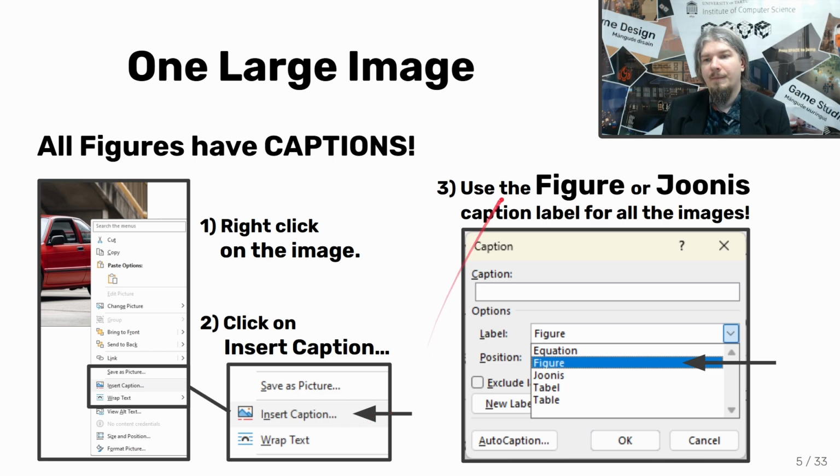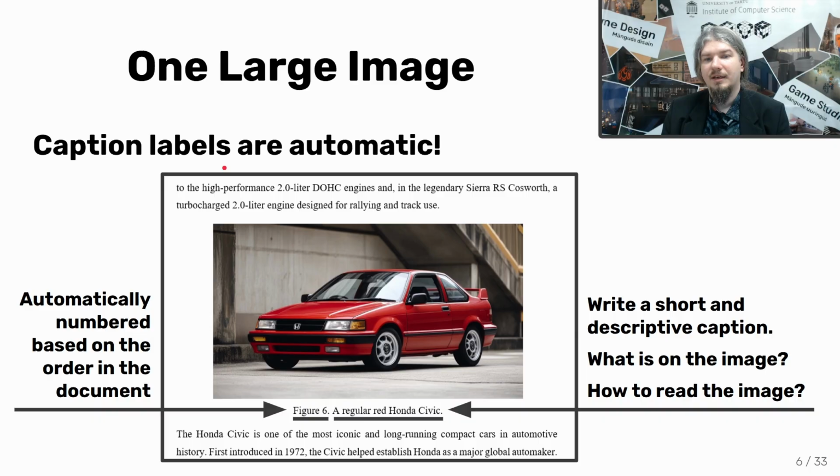So you press it and now you have this pop-up and there is this label. And all the figures should have the label figure. There are also captions for tables, which we'll look at later. But when you're working with an image, you have the figure label. Or if it's an Estonian thesis, you have joonis. So you select this figure label. The numbering and the labels are automatic.